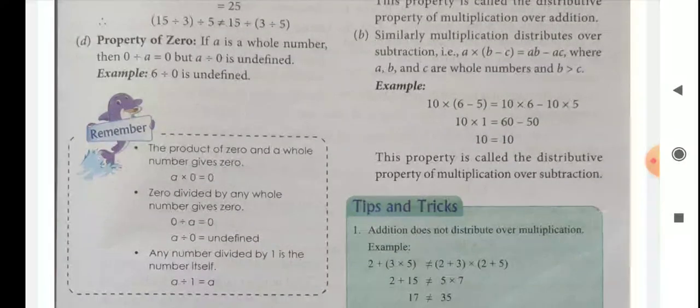Then property of 0. If a is a whole number, then 0 divided by a equal to 0. But a divided by 0 is undefined. Okay.